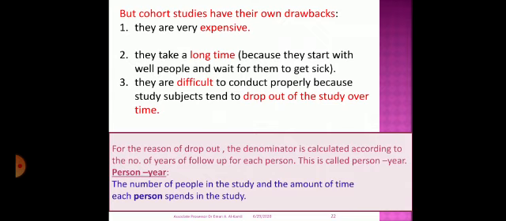It is important because this will affect the denominator, so it is better to use the person year for the denominator. That means we are going to take the number of individuals multiplied by the number of years of follow up, in order to have the exact or actual estimation of the effect.